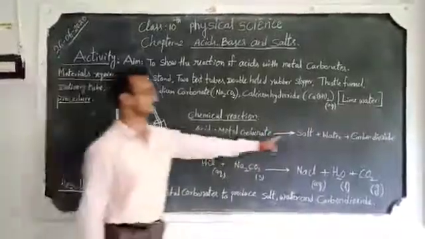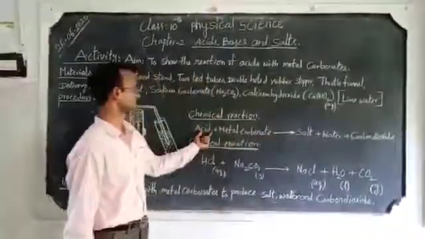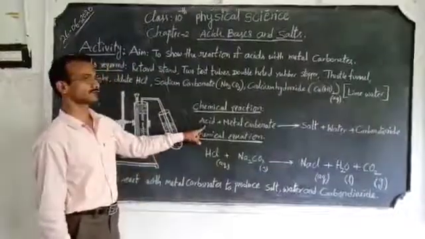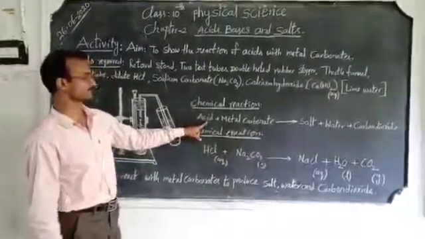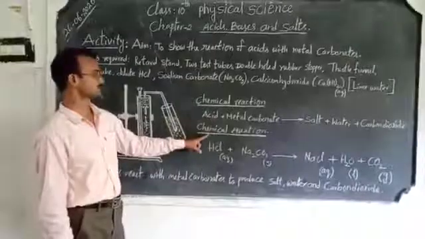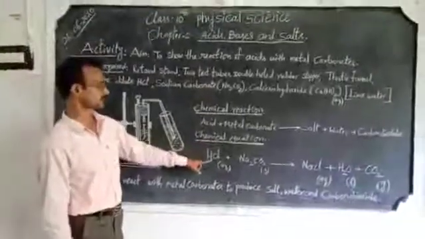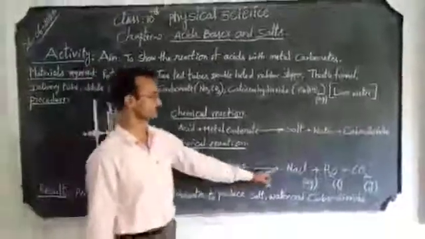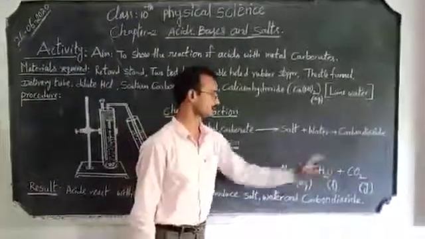These three are the products formed by the reaction of acid with metal carbonate. Let us take one example. This is the generalized equation for all metal carbonates reacting with acid. For example, let us take the equation with hydrochloric acid and sodium carbonate. These two react to form sodium chloride, water and carbon dioxide.